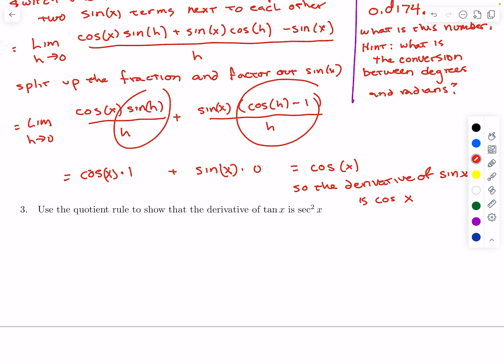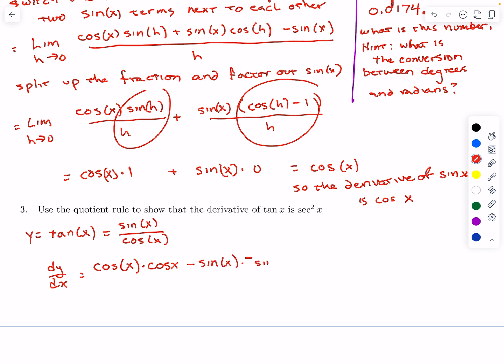Quotient rule to show the derivative of tangent is secant squared. Why is it a quotient? Because tangent is really a quotient. Derivative of the top times the bottom minus the top times the derivative of the bottom. Oh, look, double negative all over the bottom squared.